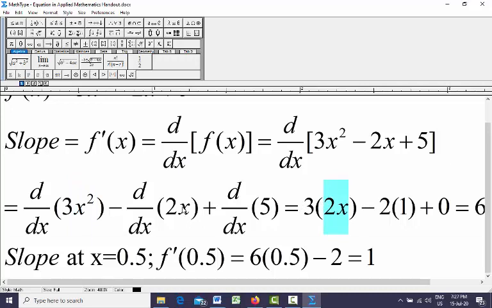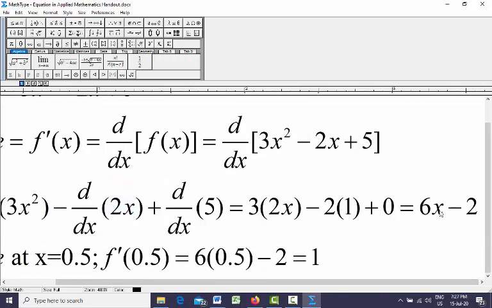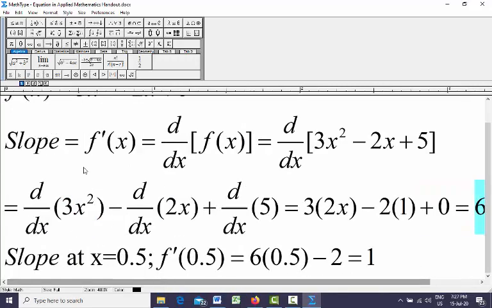Right. So now here again, we have variable x and we have 2x there. If we do differentiation, we will get 2. So that means 6x minus 2 is the slope function.